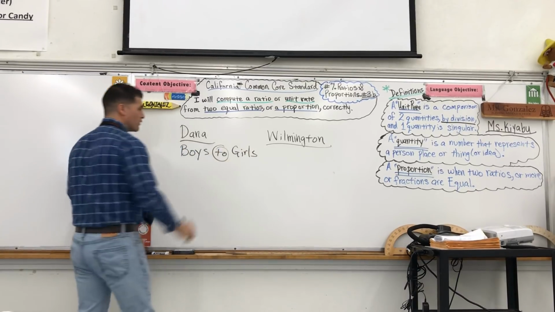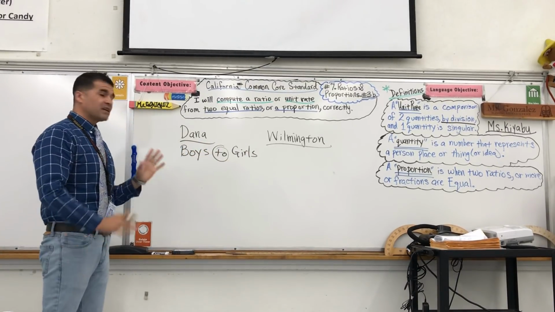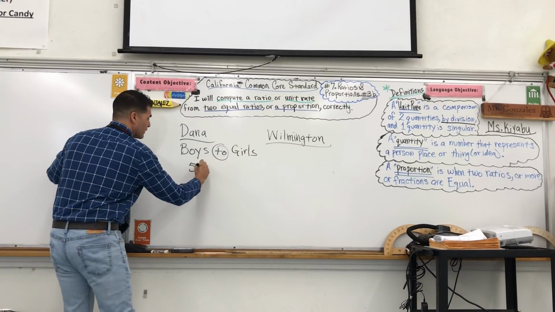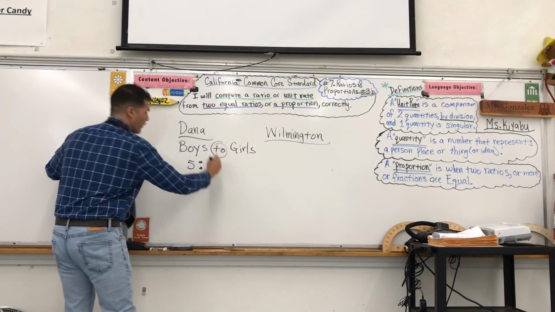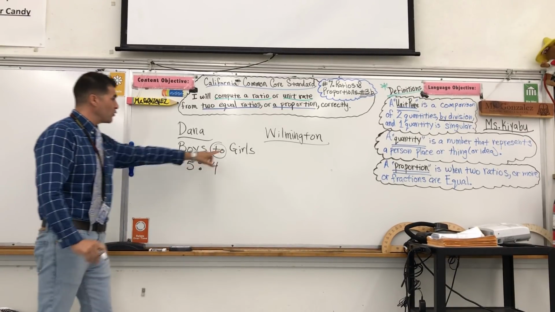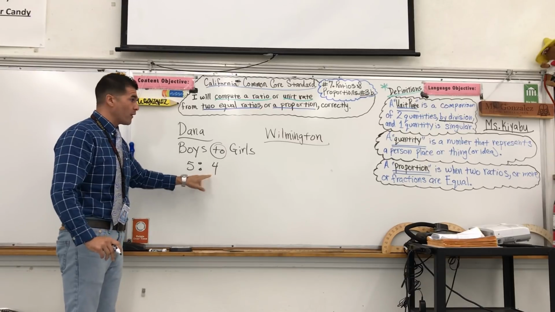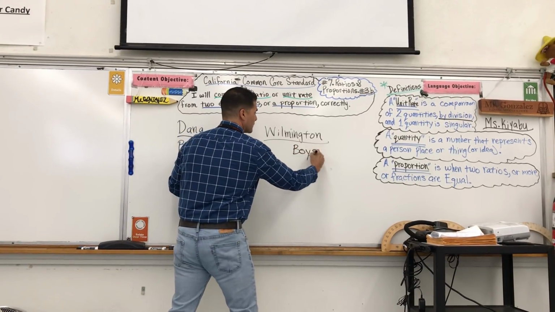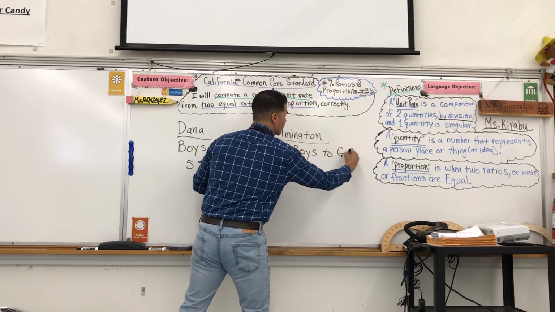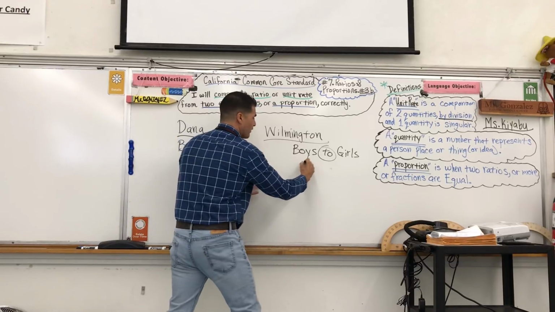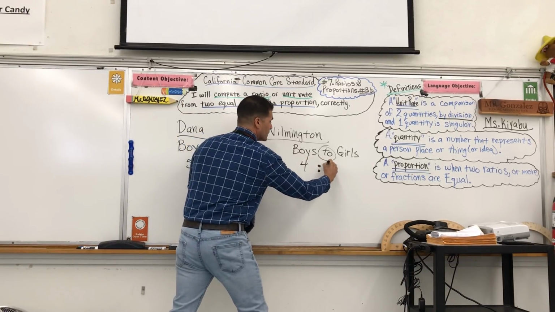Now, I always like you guys to circle the word "to" because then when you see the numerical ratio of 5 to 4, you know that the boys belongs to the number 5 and you know the girls belongs to the number 4. For the Wilmington one, you know the ratio of boys to girls. Again, I like you to circle that word "to". And it said the ratio numerically was 4 to 5.